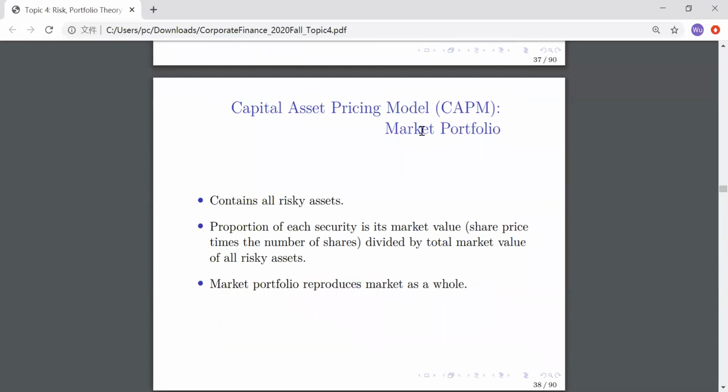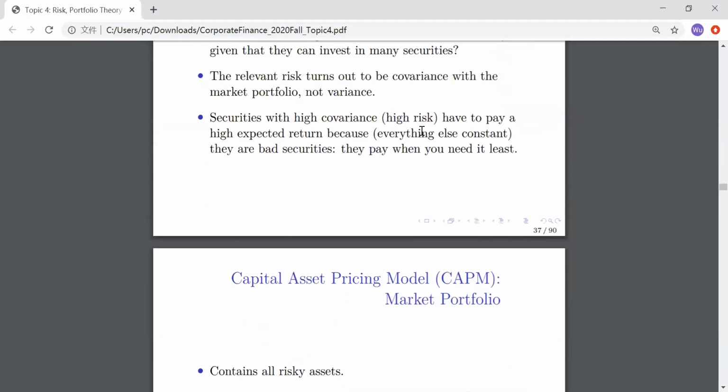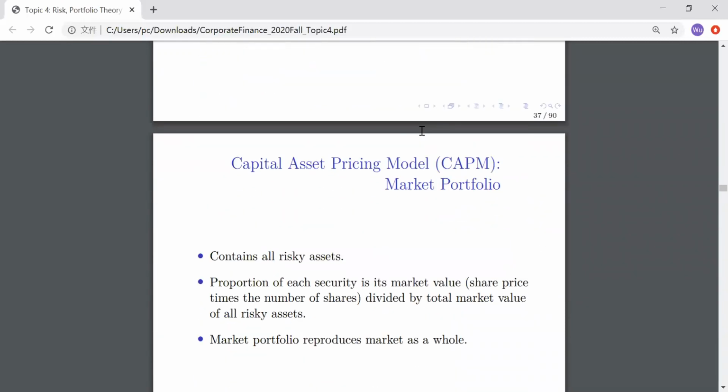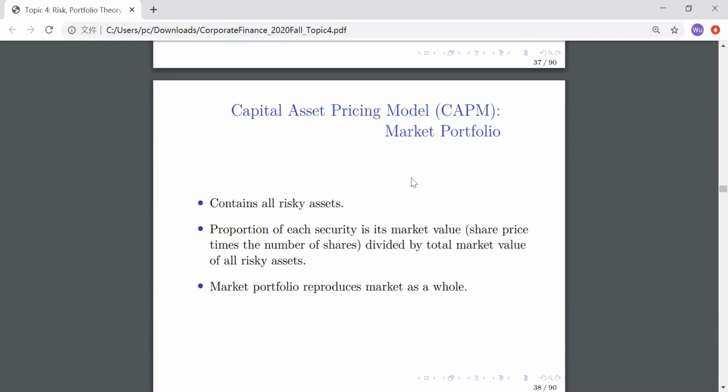And the capital asset pricing model has this idea of the market portfolio. Basically, the capital asset pricing model tries to build a relationship between the individual security's excess return and the market risk premium. So market risk premium means the market return minus the risk-free rate. This market portfolio theoretically contains all risky assets, and the proportion of each security is its market value divided by the total market value. Ideally, even though it's not practical, the market portfolio reproduces the market as a whole.